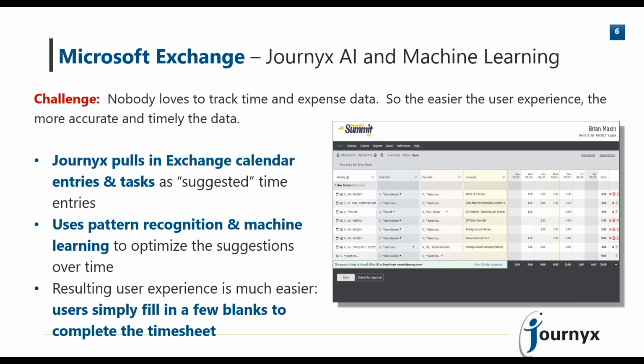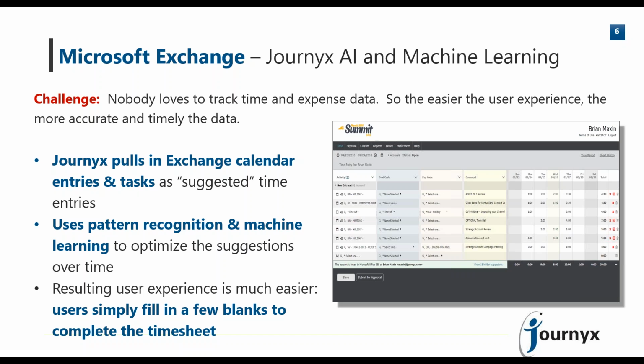So what Journyx means by using AI and machine learning is Journyx has the ability to pull in your Exchange calendar entries and tasks as what we call suggested time entries. And you can see out to the right a little diagram of what that looks like on actually a Journyx time entry screen. Basically what that allows you to do is the calendar events I already have in place, the tasks I'm already doing, it pulls those in as suggested time entries so that I don't have to go in and manually enter those entries on my timesheet, which again improves the user experience.